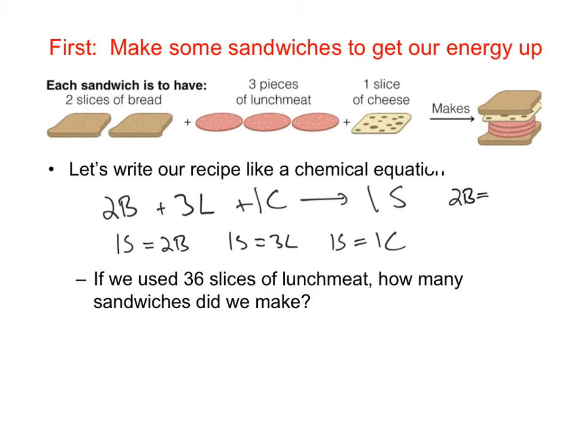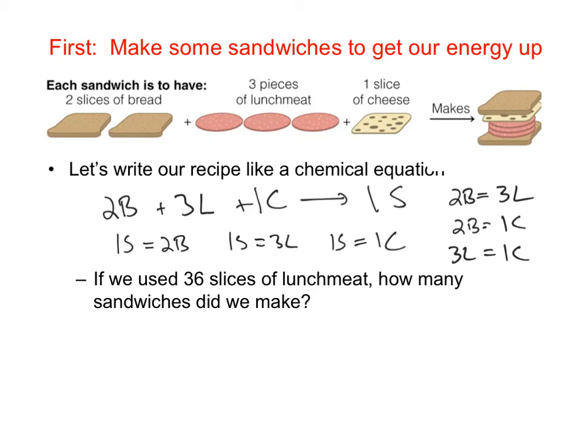But if I use 2 bread, I'm going to need 3 pieces of lunch meat. Or I could say that 2 bread is equal to 1 cheese. Or I could say that 3 pieces of lunch meat is equal to 1 slice of cheese. So I can take any of the ingredients or final products and write how they're related to each other based on the coefficients in the chemical equation.